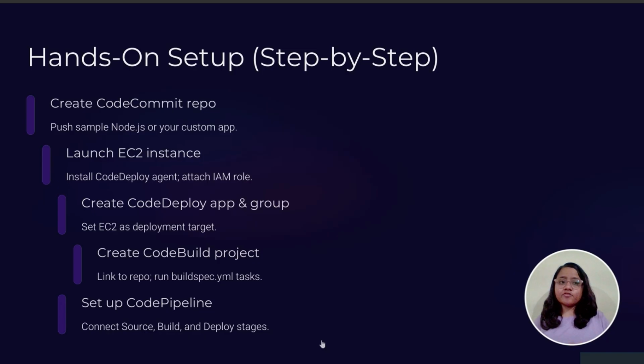So let's get started. First of all, we will create a CodeCommit repo. Then we will launch an instance, then CodeDeploy, and for CodeBuild we will create a buildspec file, and for CodeDeploy we will create an appspec.yml file, and then we will set up the CodePipeline. Follow my instructions step by step so you won't get any error. So first log into your AWS console.